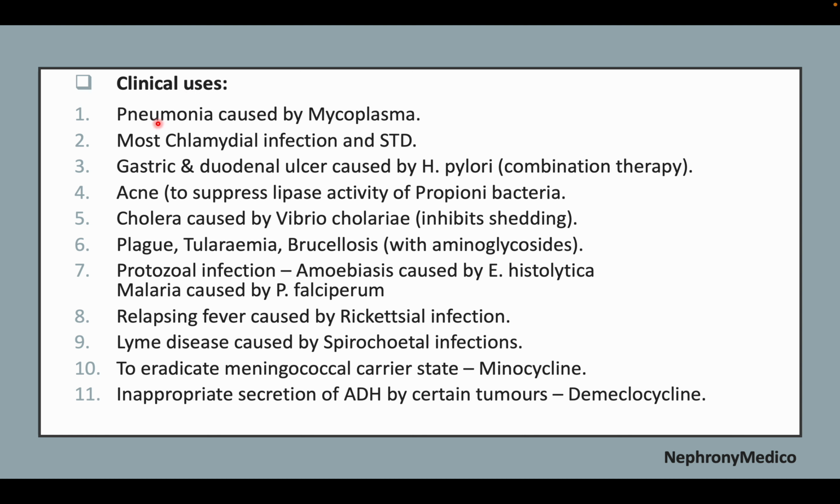Clinical uses: for pneumonia caused by mycoplasma, most chlamydial infection and STD, gastric and duodenal ulcer caused by Helicobacter pylori, for acne, cholera caused by Vibrio cholerae, plague, tularemia and brucellosis, protozoal infection like amoebiasis caused by Entamoeba histolytica, and malaria caused by Plasmodium falciparum, relapsing fever caused by rickettsial infection, Lyme disease caused by spirochetal infections, and for eradication of the meningococcal carrier state. For inappropriate secretion of ADH by certain tumors, demeclocycline is used.